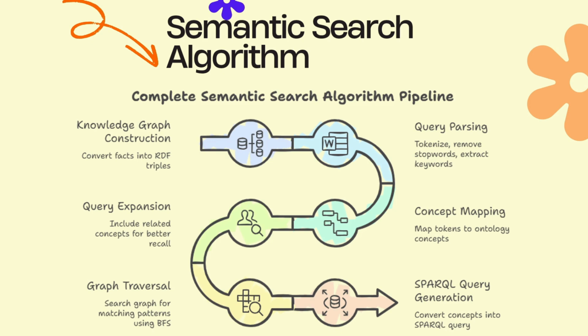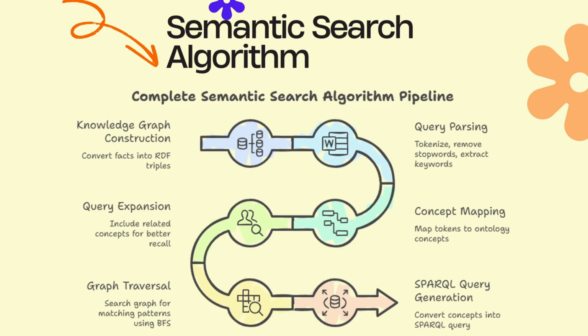Then stage 4, which is query expansion. The system now broadens the search by including related concepts from the ontology. So laptops might also pull in notebooks and portable computers because the ontology knows they are connected. This way, the search captures everything relevant, not just exact matches.